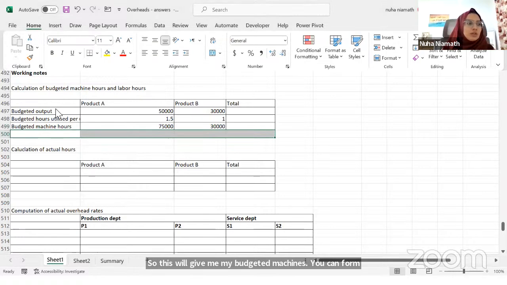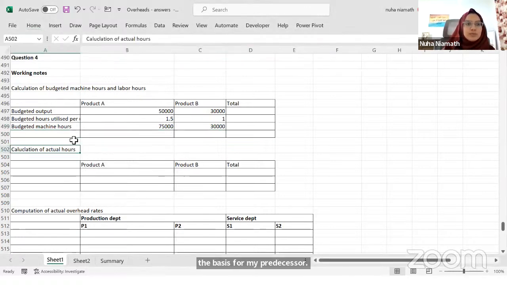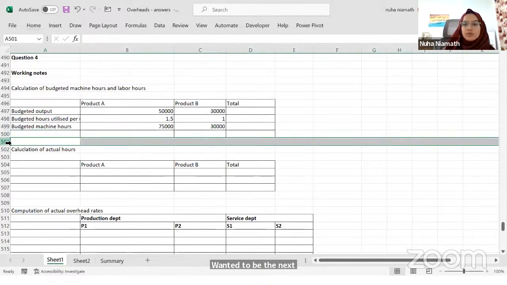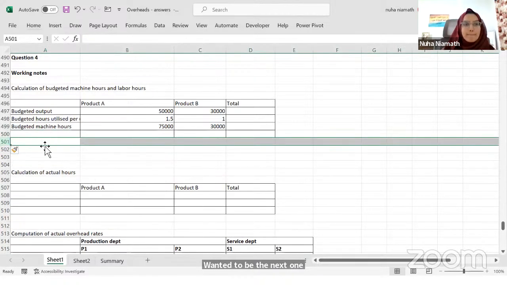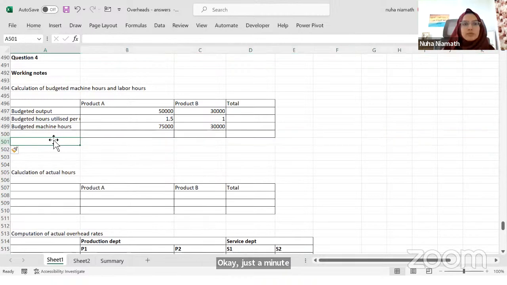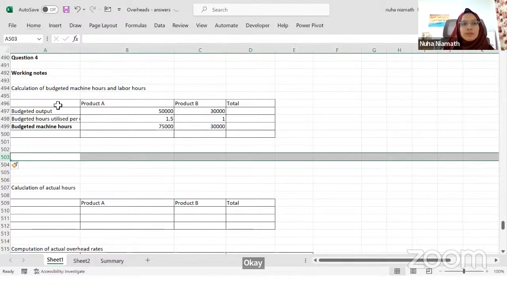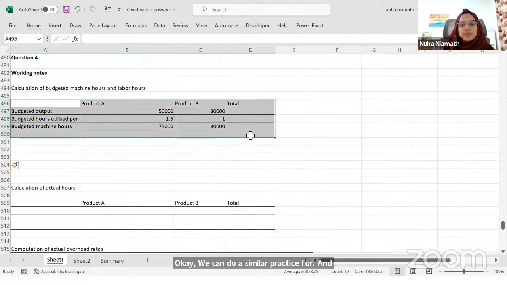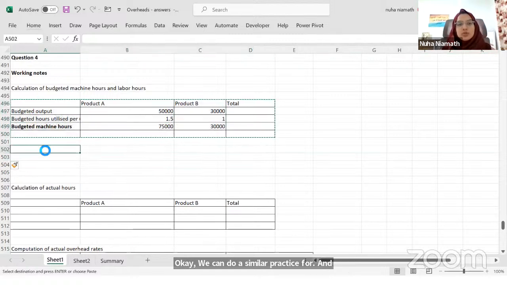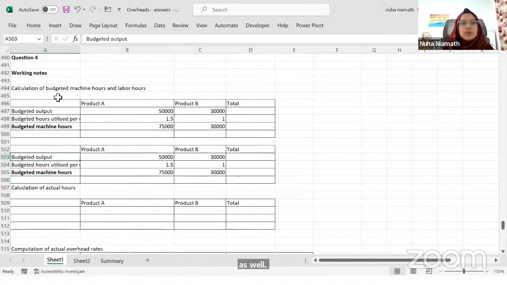So what will be the next one? Okay, just a minute. Okay, this is the budgeted machine hours. We can do a similar practice for the labor hours as well. We'll just copy this itself. You can write this as machine hours.